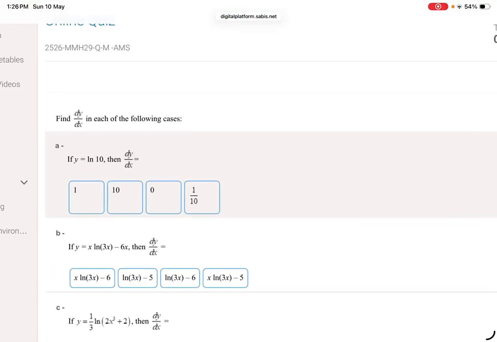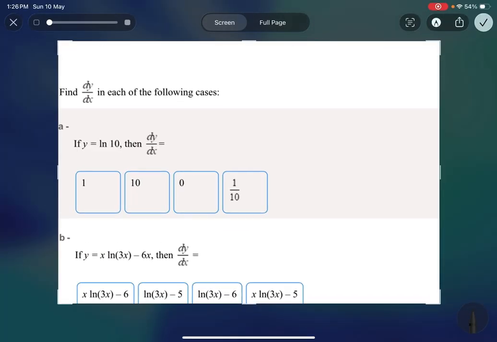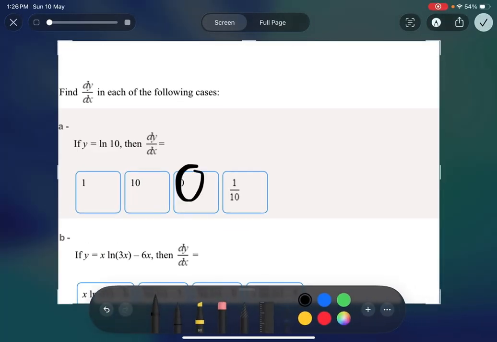So here they want the derivative of y equals ln 10. You know the derivative, there's no x, yani. So the derivative of a constant is 0, yani. So here the answer is gonna be 0. It's obvious, yani. Okay? 0.